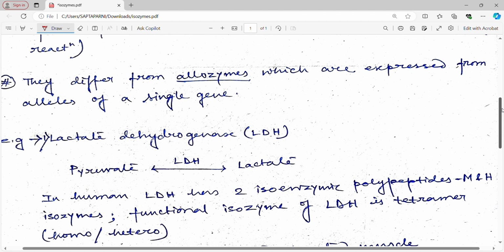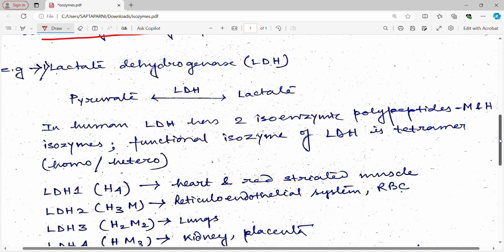But before that, let's take a look at how they are different from allozymes. Allozymes are those enzymes which are encoded by alleles of a single gene. But isoenzymes are encoded by different genes. That is how these two are different. So let's take a look at examples of isoenzymes or isozymes.